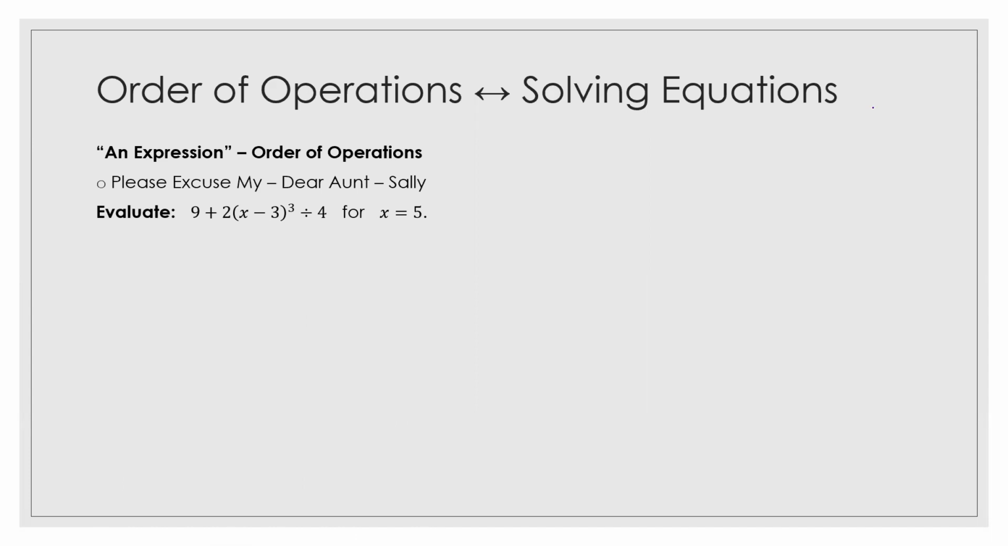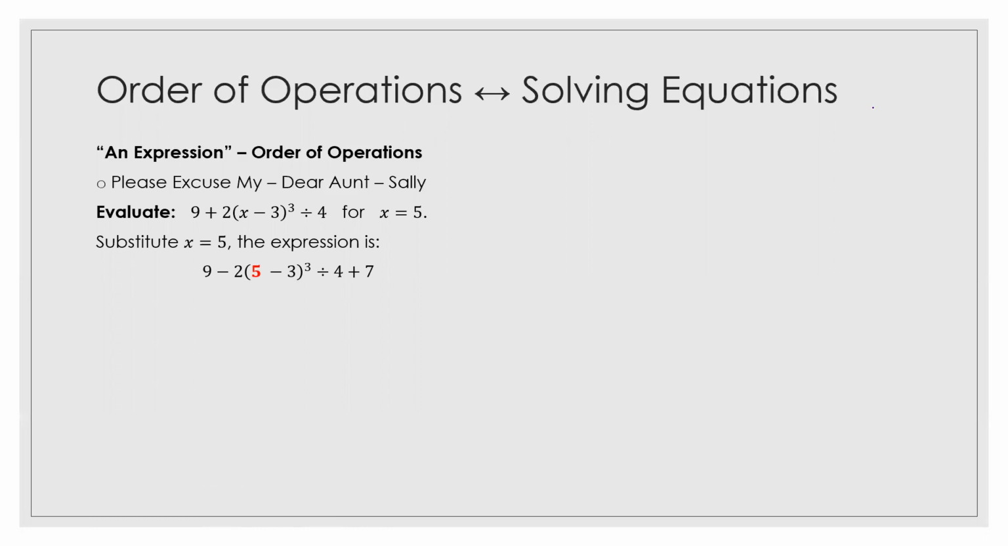I just made that mistake, right? To deal with problems like this: evaluate this expression when x is 5. So when x is 5, what we will do is substitute 5 in for x so that we have this with the 5 where the x was. Then order of operations will apply here. Please excuse my dear Aunt Sally.